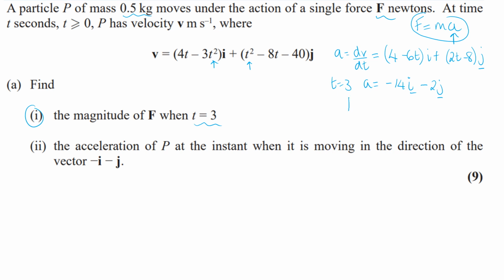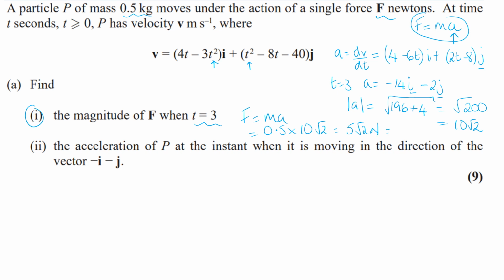So what we can do is find the magnitude of that acceleration, because then we're going to be multiplying it by 0.5, the mass. So we need to use Pythagoras. 14 squared is 196 plus 2 squared, which is 4, and take the square root. So that's the square root of 200. 200 is 100 times 2, and taking the 100 out of the root gives 10 root 2. So the force using F equals ma is 0.5 times 10 root 2, which is 5 root 2 newtons, or as a decimal, 7.07.